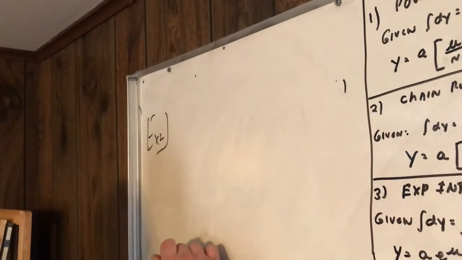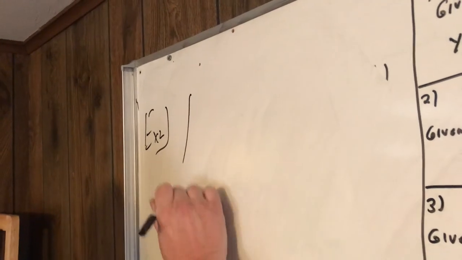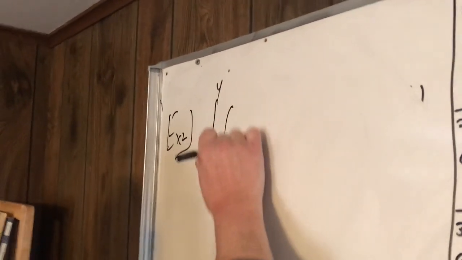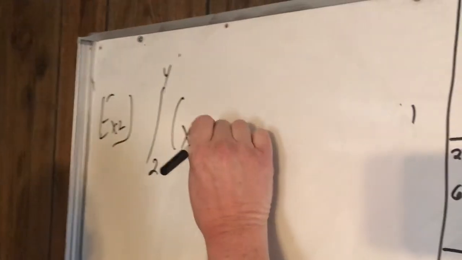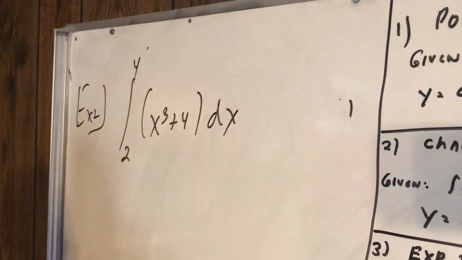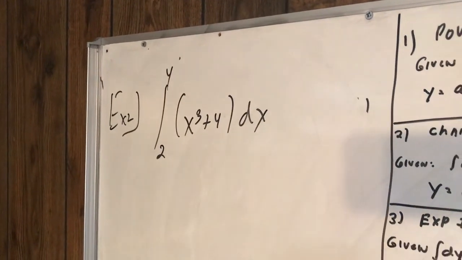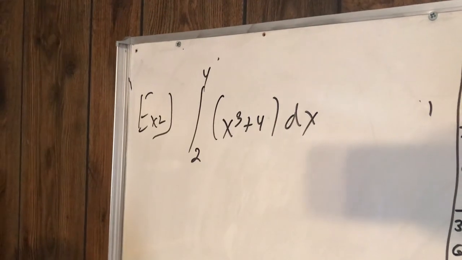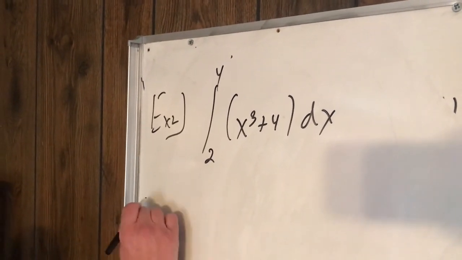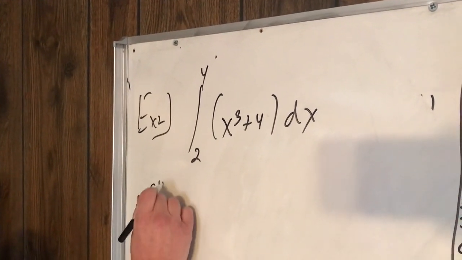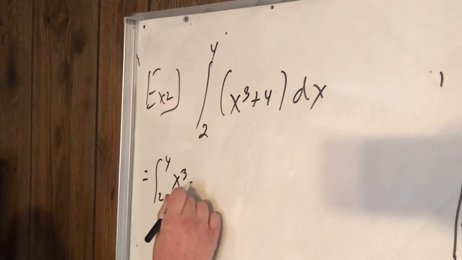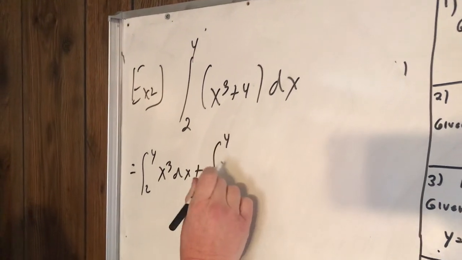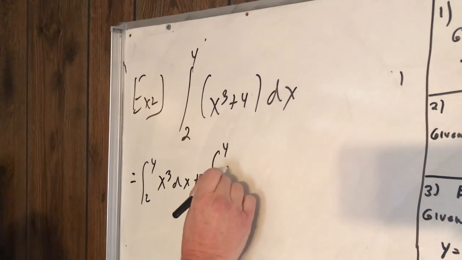And I have here the integral between 2 and 4 of x cubed plus 4 dx. Well, this is a really simple one. Don't forget there's a power of 1 here, so I can distribute the dx. So I get the integral from 2 to 4 of x cubed dx plus, same thing, from 2 to 4, 4 dx.